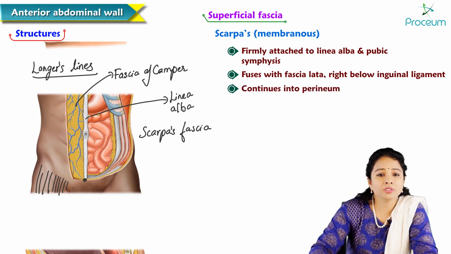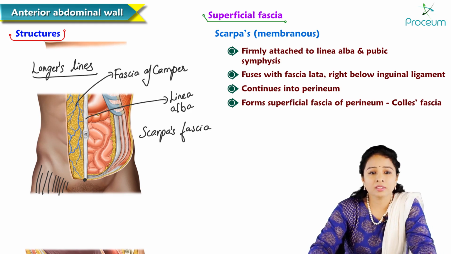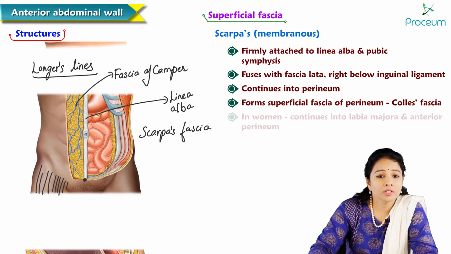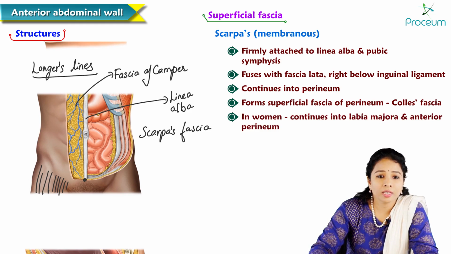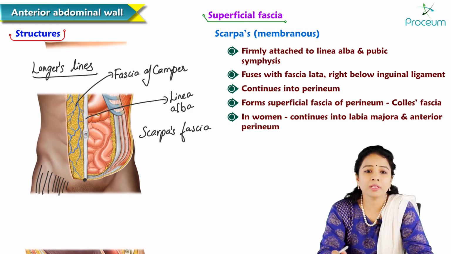Scarpa's fascia continues into the perineum to form the superficial fascia of the perineum, called Colles fascia. So in the perineum, the same Scarpa's fascia is termed Colles fascia. In women, it continues into the labia majora and anterior perineum. So in women, it continues till the labia majora.